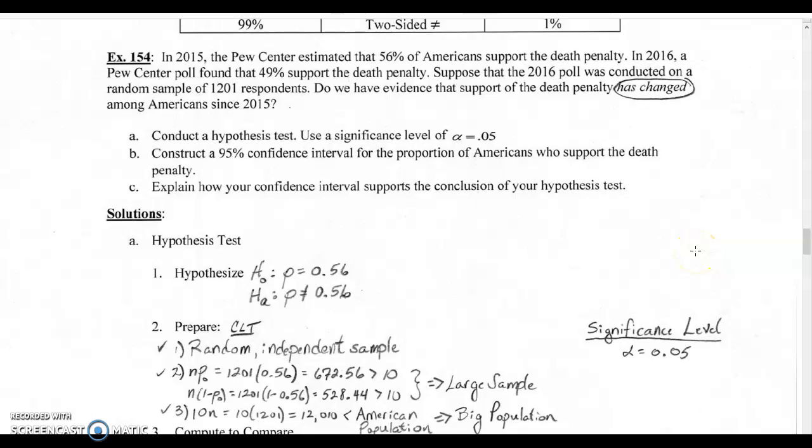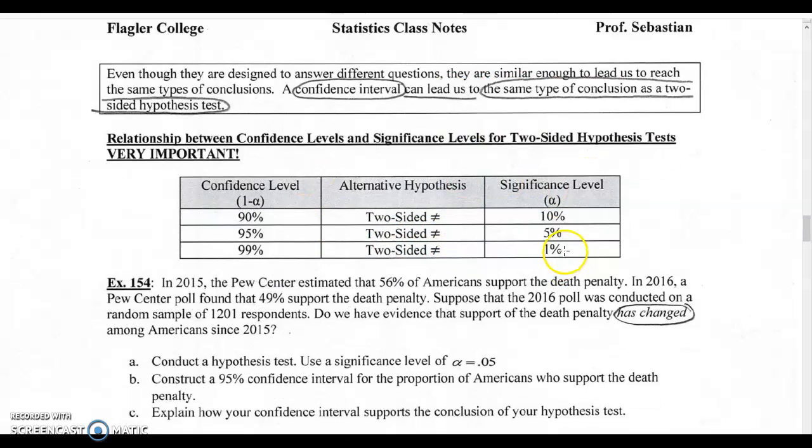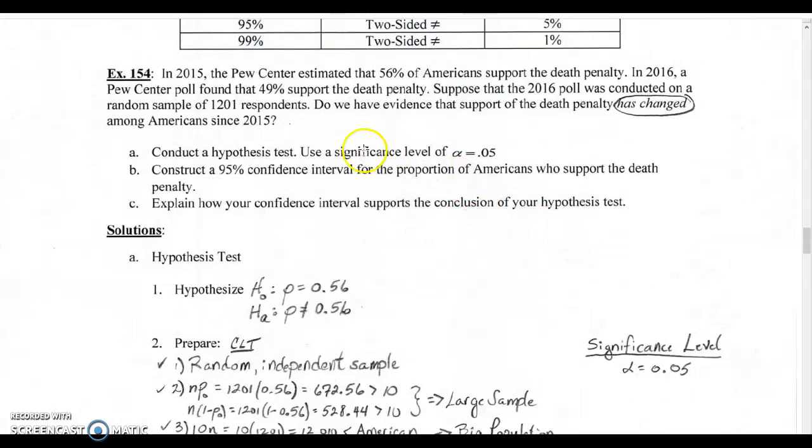Hi again, everyone. Welcome back to our statistics class notes, and we're still here in the middle of page 131, section 8.3, and we just got done discussing how a confidence interval can lead us to the same type of conclusion as a two-sided hypothesis test. So I want to go through that and show you how that works.